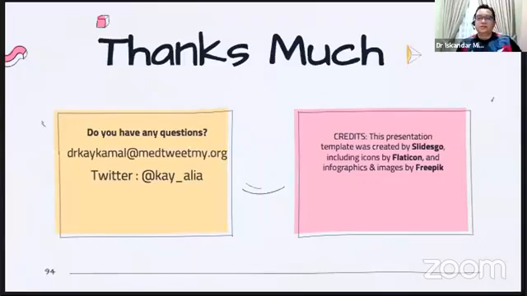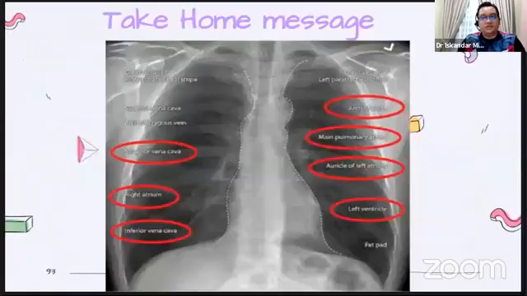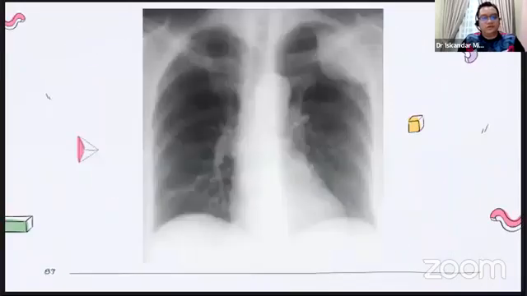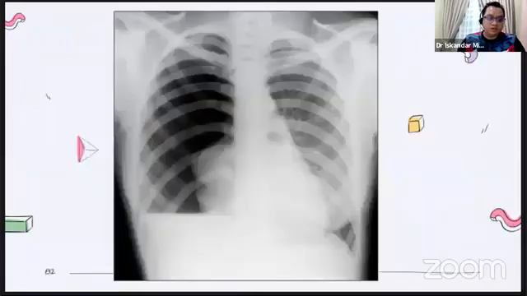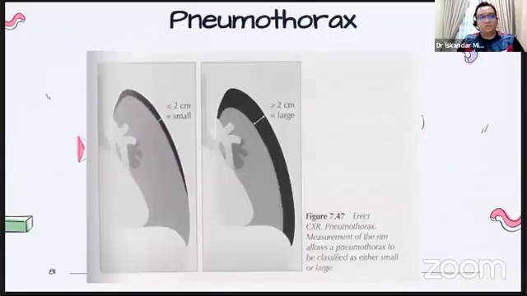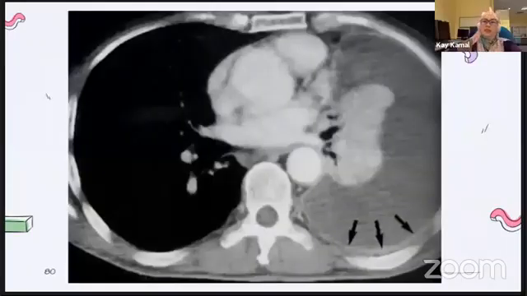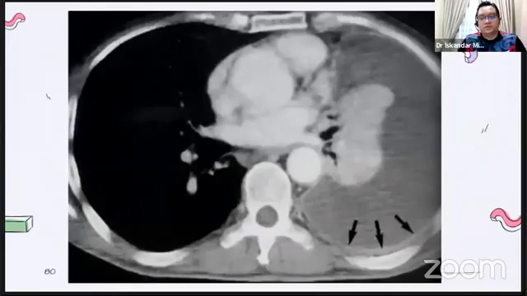Okay, very informative. Before we go to the audience questions, I have a few questions. You mentioned the subpleural effusion earlier. For this subpleural effusion, what is the next step of investigation? Shall we do an ultrasound abdomen or an ultrasound pleural? Actually, you can request an ultrasound thorax. Ultrasound thorax.